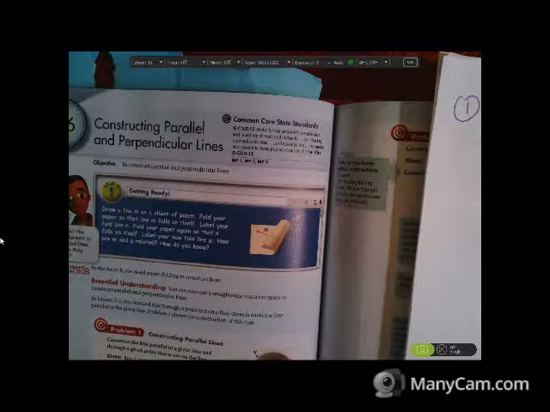Fold your paper so that the line M falls on itself. Label your fold line N. Fold your paper again so that N falls on itself. Label your new line P. How are M and P related?